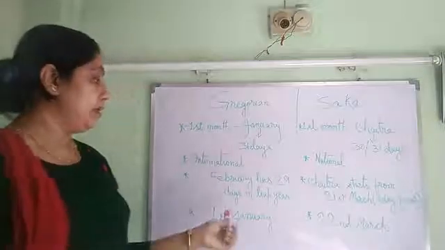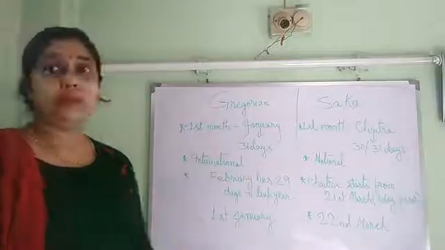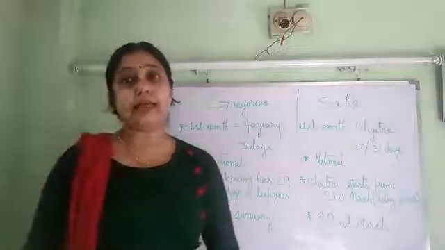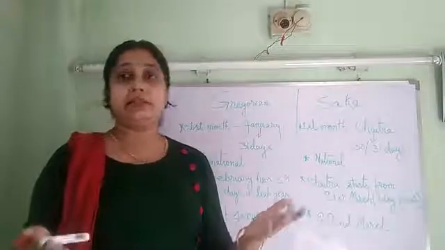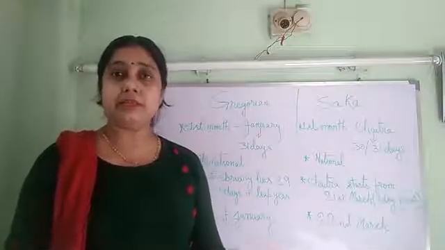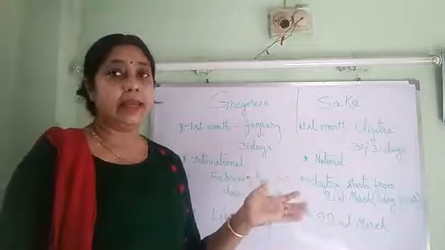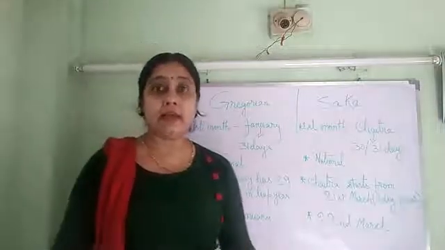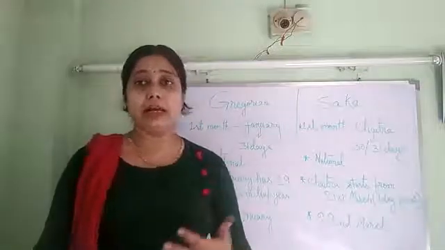Next, the names in the Gregorian calendar are different. January, February and so on, these 12 months are of the Gregorian calendar, and the Saka calendar has Chaitra, Vaisakh, Jyesht.